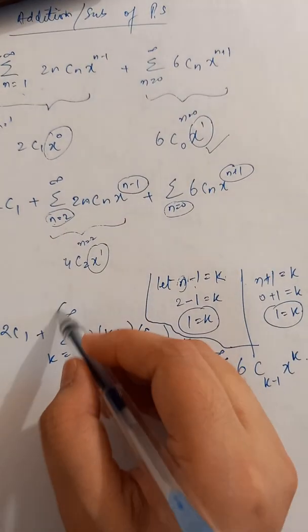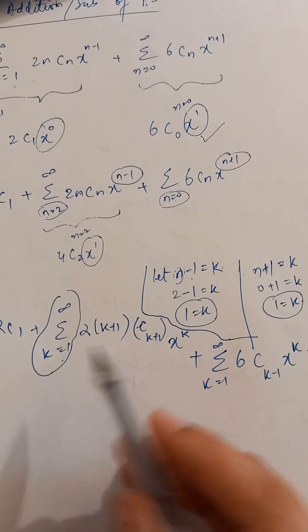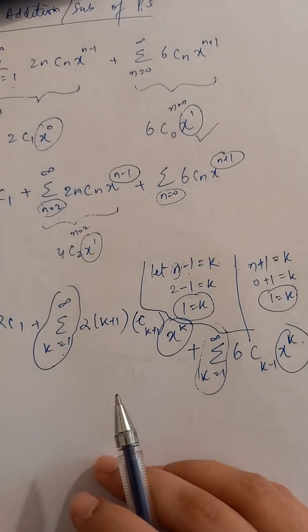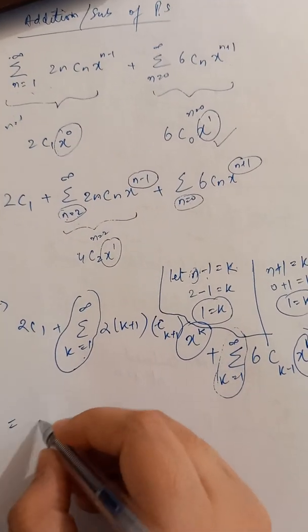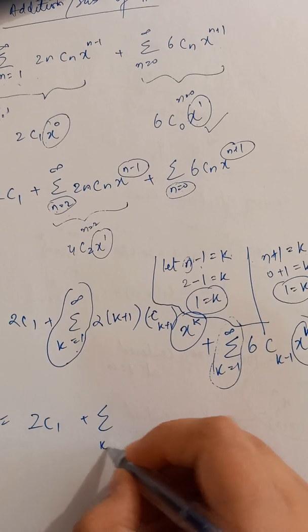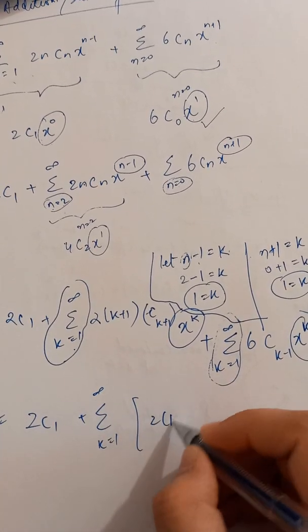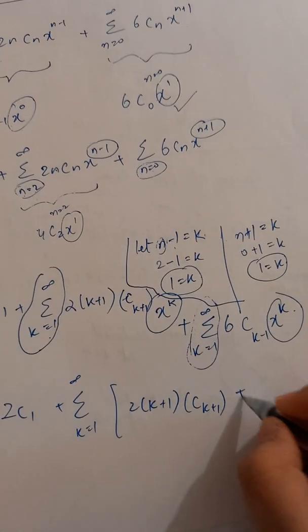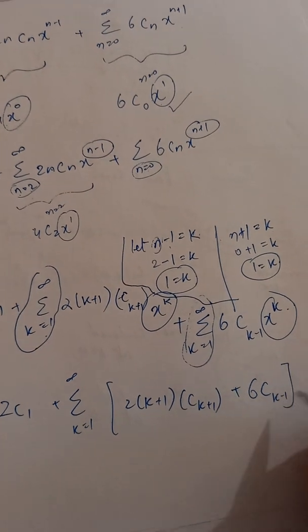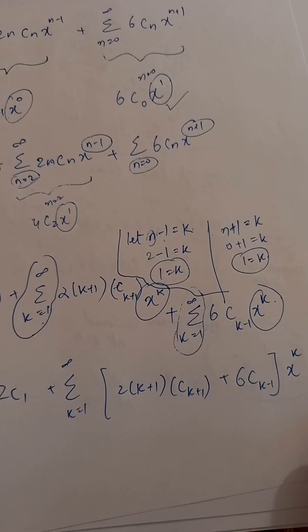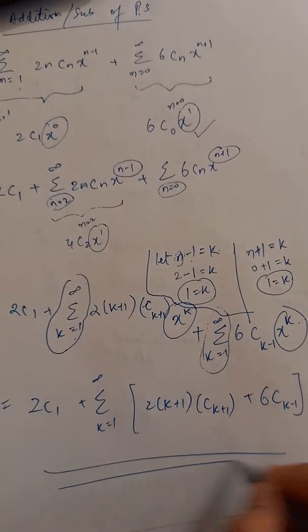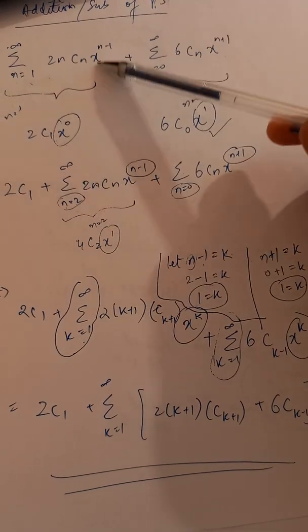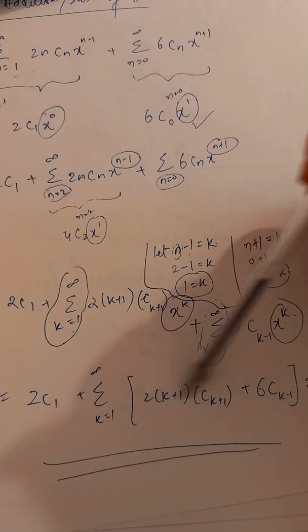So now you can see that the summation is the same. This is also starting from 1 and this one is also starting from 1. The summation is the same and the x powers are also the same, right? The x power k term is also the same. So we can take it out and write it like this: 2 into k plus 1 into c of k plus 1, plus 6 into c of k minus 1, and we're just going to take out this term as common, right? So this is how we just add up these two series. Adding means combining these two series. We just wrote the sum of two different series as one series.